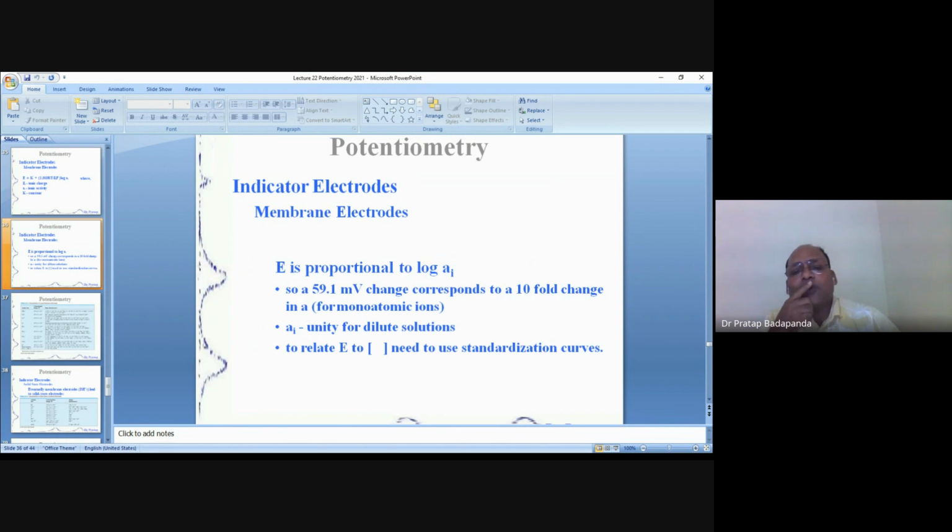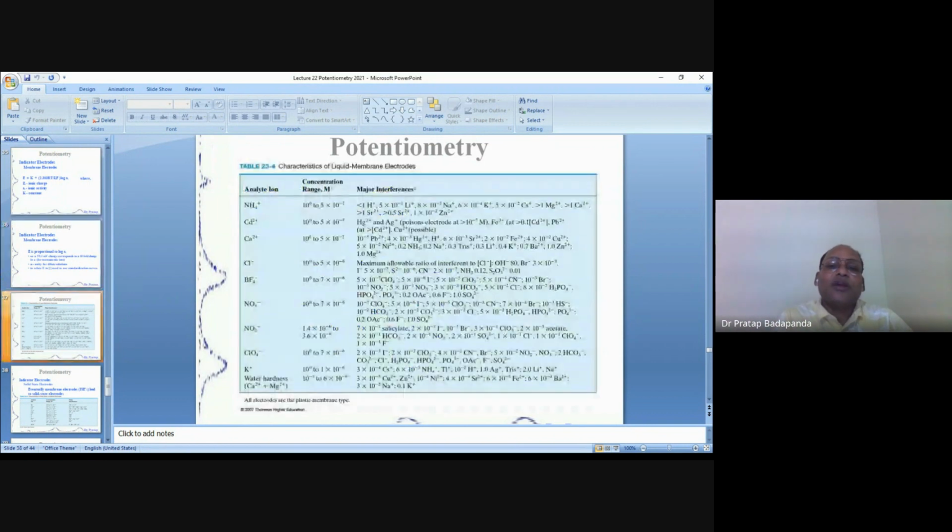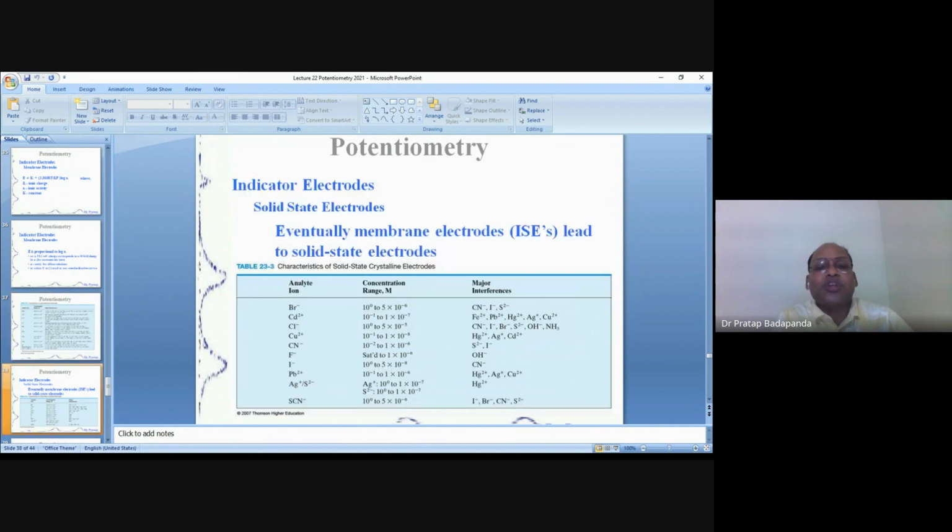So for a membrane electrode, E is proportional to log Ai. A 59.1 millivolt change corresponds to a 10-fold change in activity for monoatomic ions. In dilute solution, you have to take the reference as this one. These are the values, and the major interference is the range of concentration, for example ammonium ion. In potentiometry, you have to use the appropriate reference electrode and value.